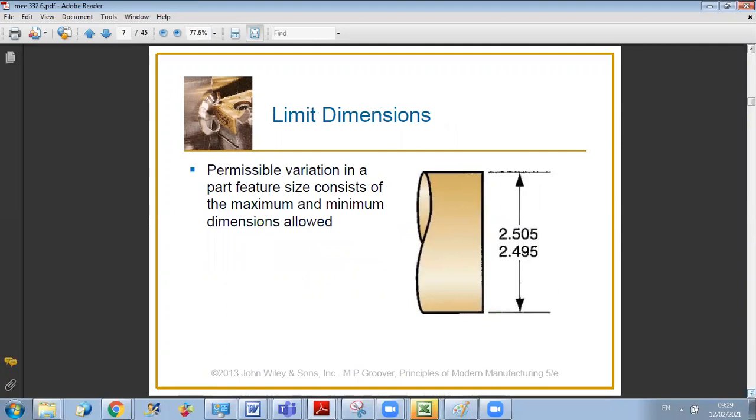Now, what is the meaning of limit dimensions? Limit dimensions constitute the minimum and maximum dimensions allowed. So, as in the example we have taken together, the minimum dimension will be 2.495, and the maximum one will be 2.505.